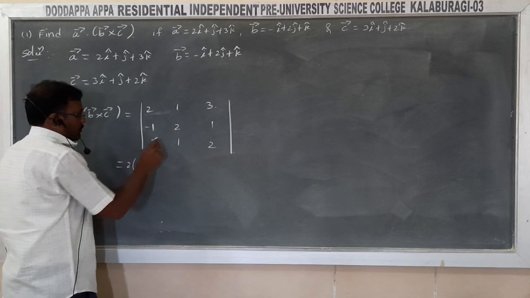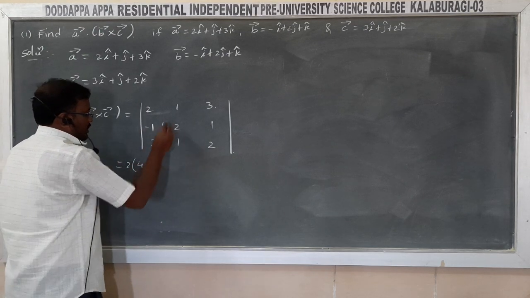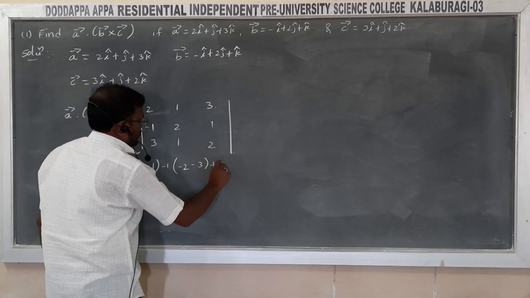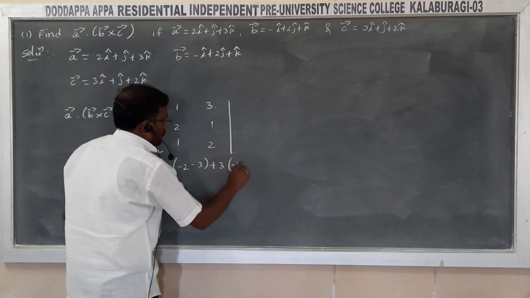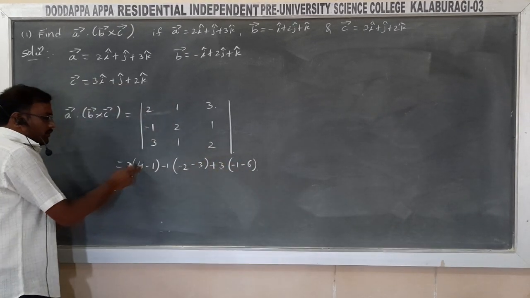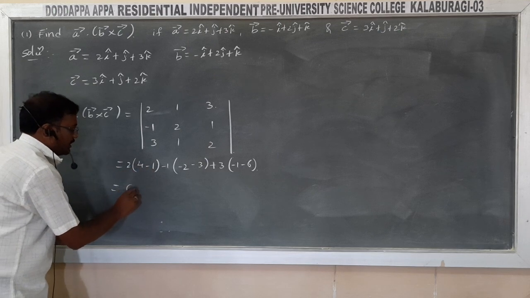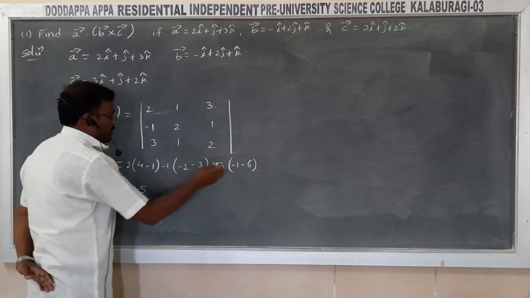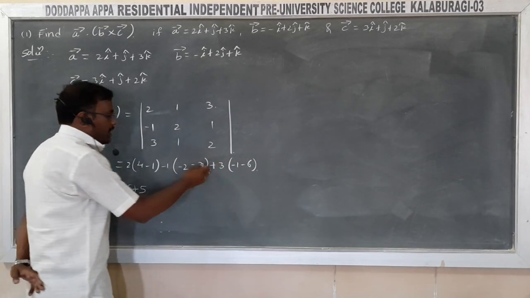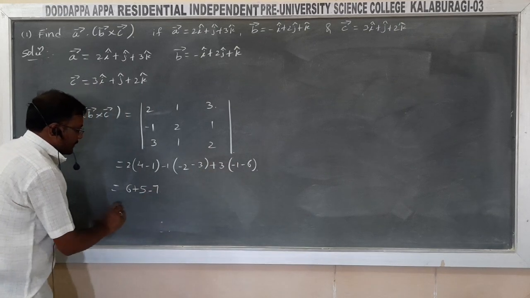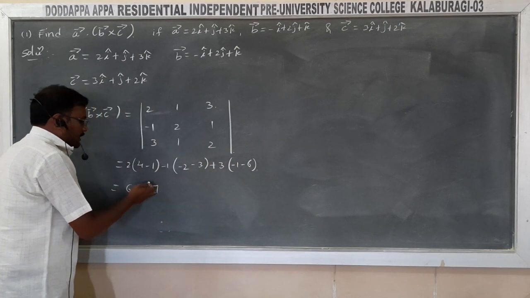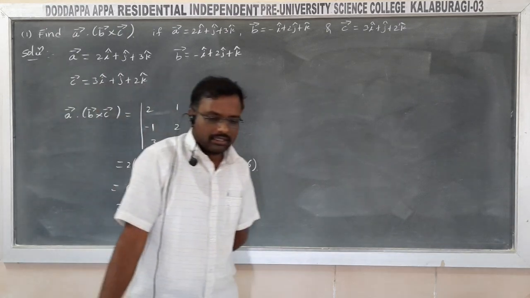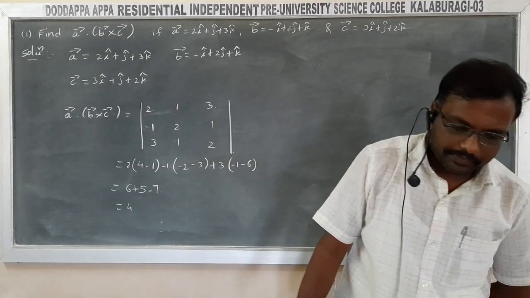So first one 2 of 4 minus 1, here -1 of -2 minus 3, plus 3 of -1 minus 6. 4 minus 1 is 3, 3 into 2 is 6. Minus 2 minus 3 is minus 5, minus into minus is plus, so plus 5. Minus 1 minus 6 is minus 7, plus into minus, minus 7 into 3 is 21. So 6 plus 5 is 11, minus 21. What is the answer? Minus 10. Okay.